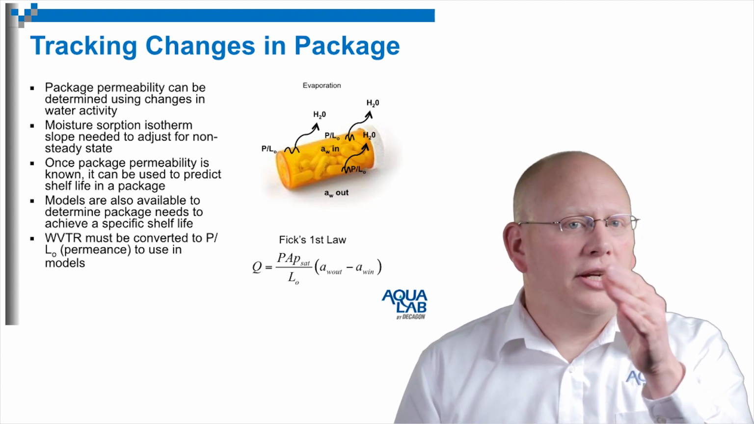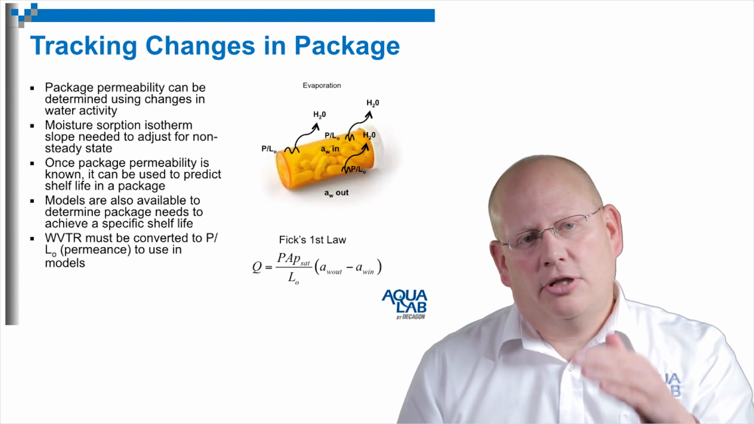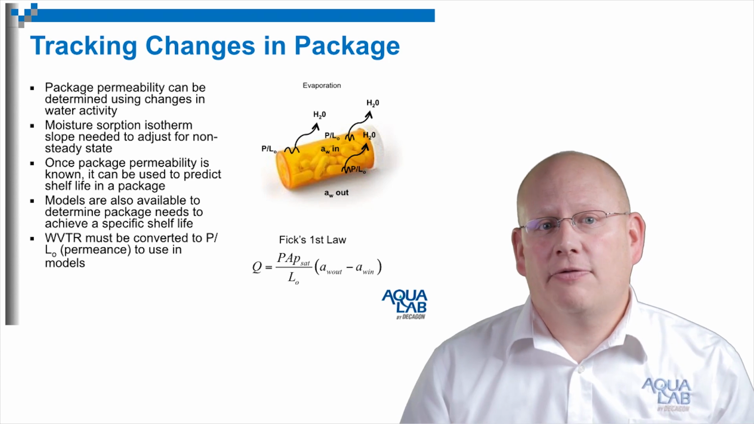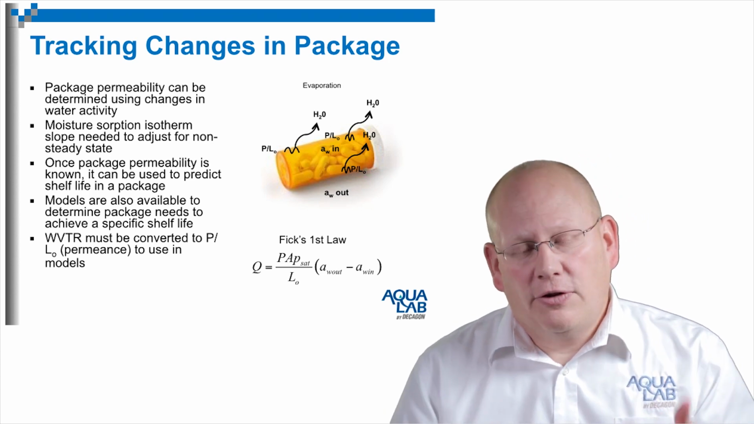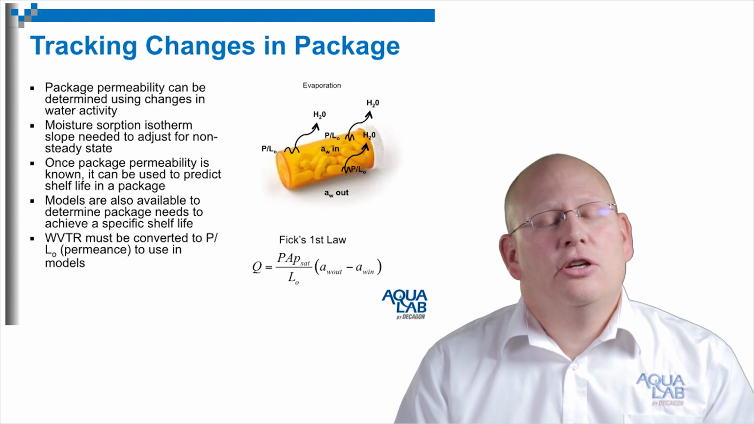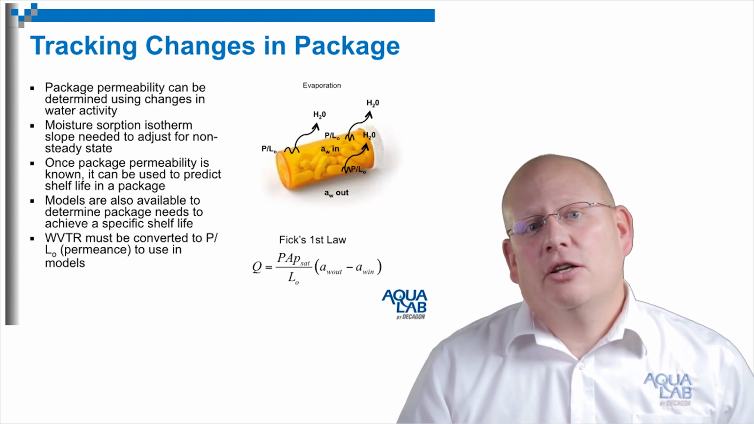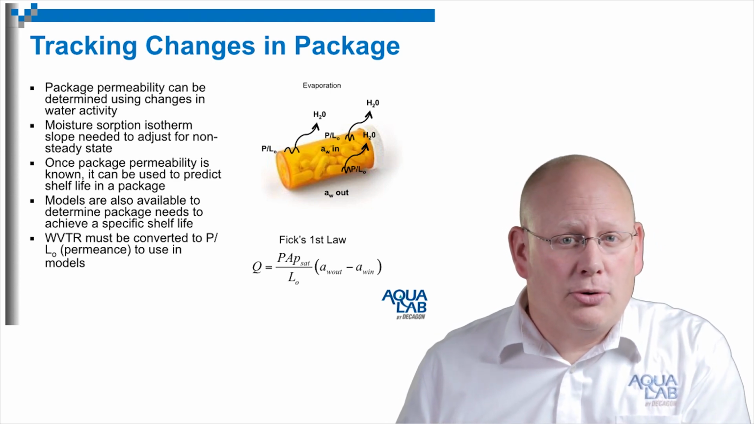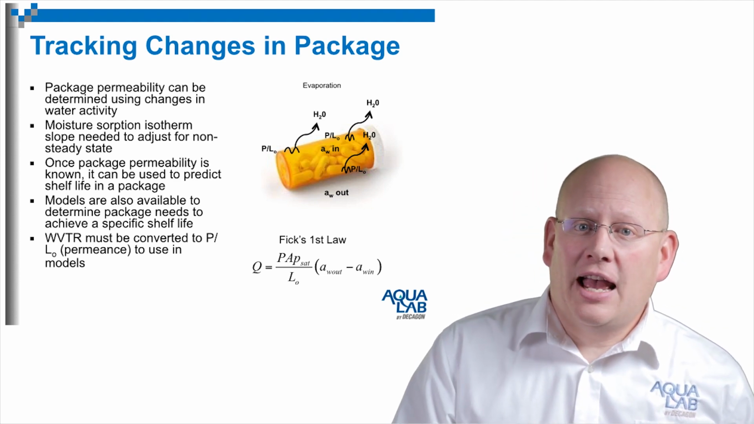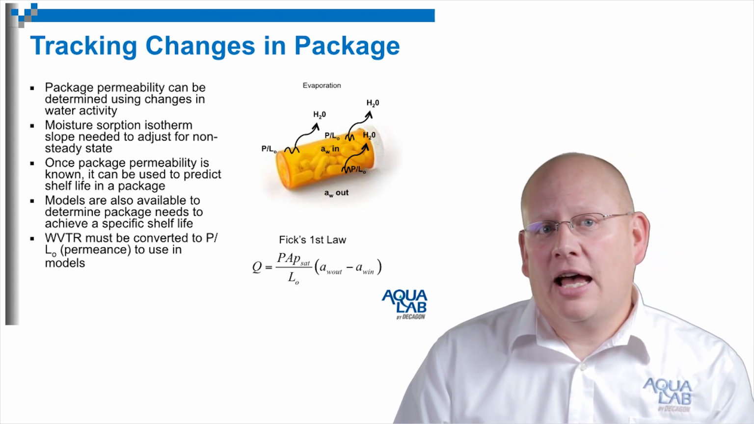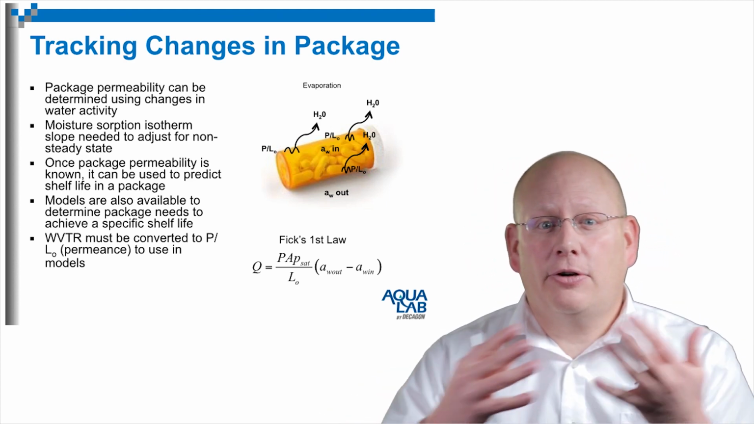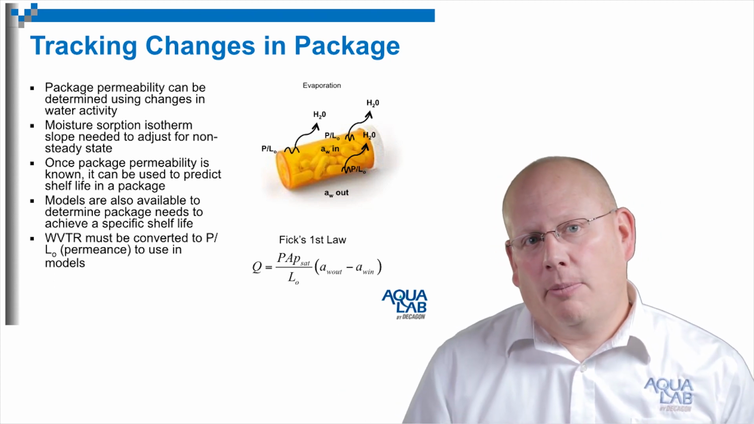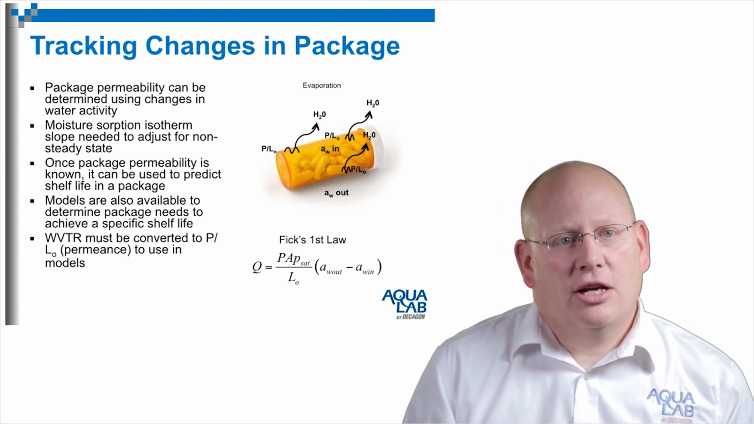So you do have to know the conditions under which the water vapor transmission rate was determined. If you do know that vapor pressure difference, you can then convert that into a permeance value, which you can then plug into Fick's first law and do calculations using those modeling techniques to figure out how much the water activity of a product will change based on the conditions it's exposed to, what kind of packaging you're going to have, or what kind of permeability properties it will have to have in order to achieve a desired shelf life under specific conditions, or what the actual shelf life will be given a permeability of a packaging and the conditions that it might be exposed to.